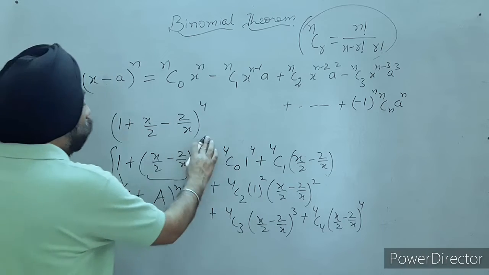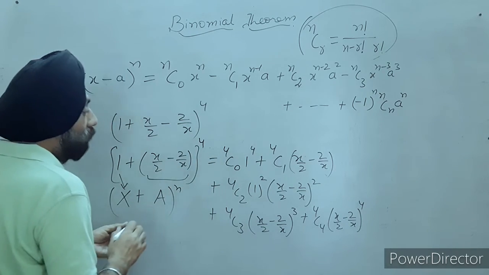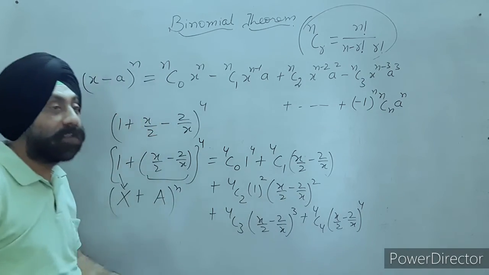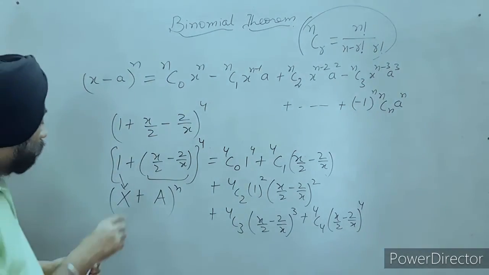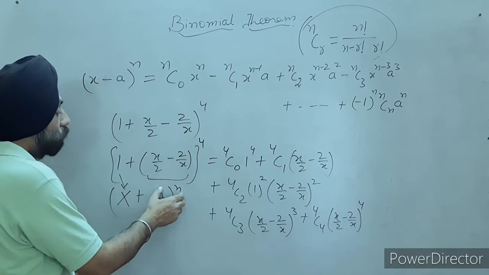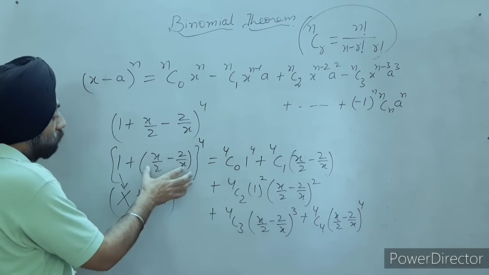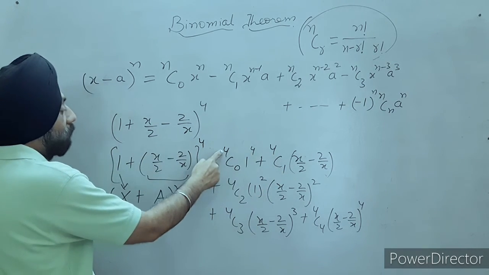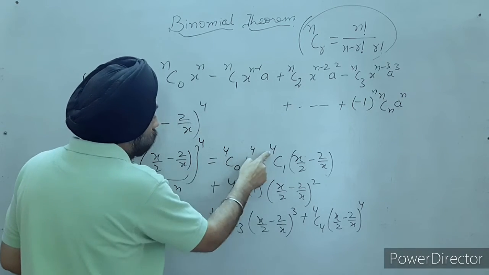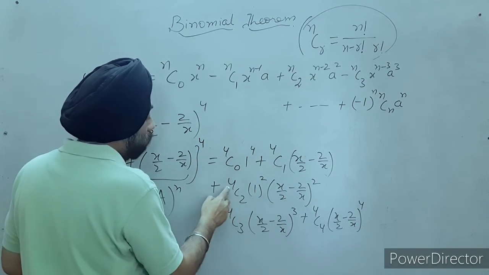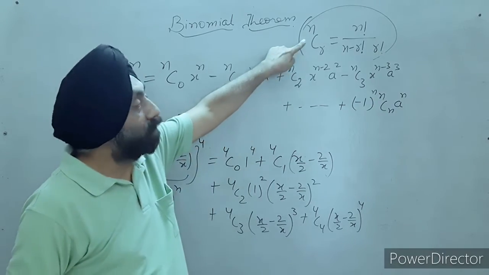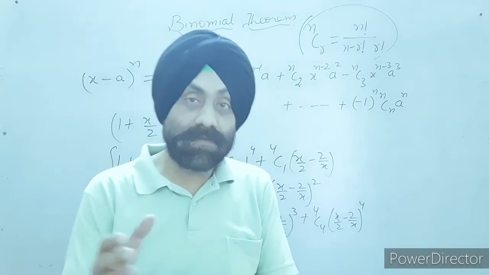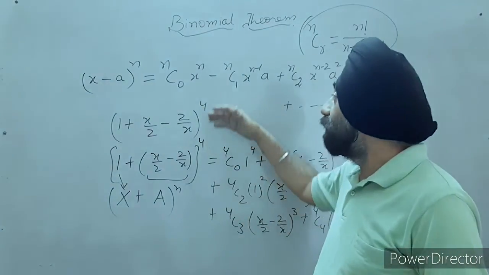Now the index was 4, how many terms did I get? First, second, third, fourth and fifth, that is n plus 1 number of terms, and I have used x plus a raised to power n. What is x? This is 1. What is a? (x by 2 minus 2 by x) raised to power 4. I can expand it, and I have expanded it, and we can calculate the values of 4C0, 4C1, 4C2 either using this formula or we can use Pascal's triangle. Hope you have understood the basics of binomial theorem and its expansions.